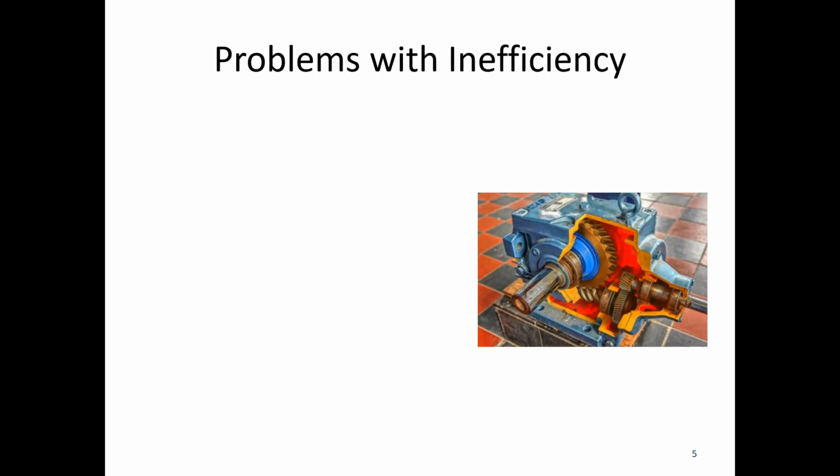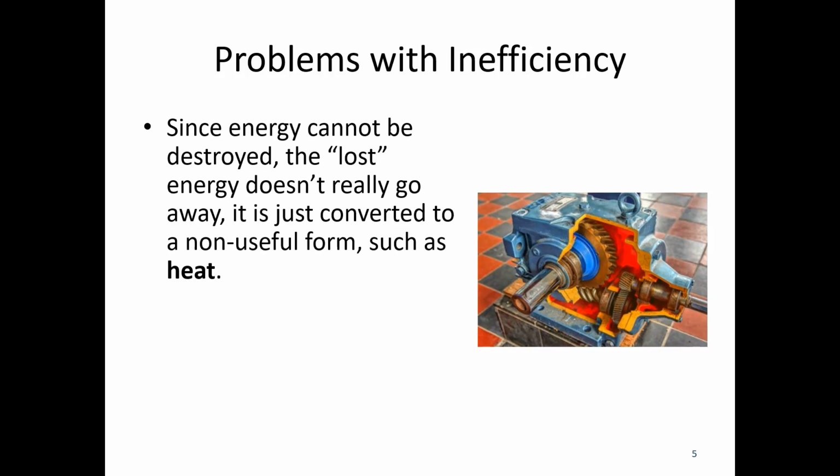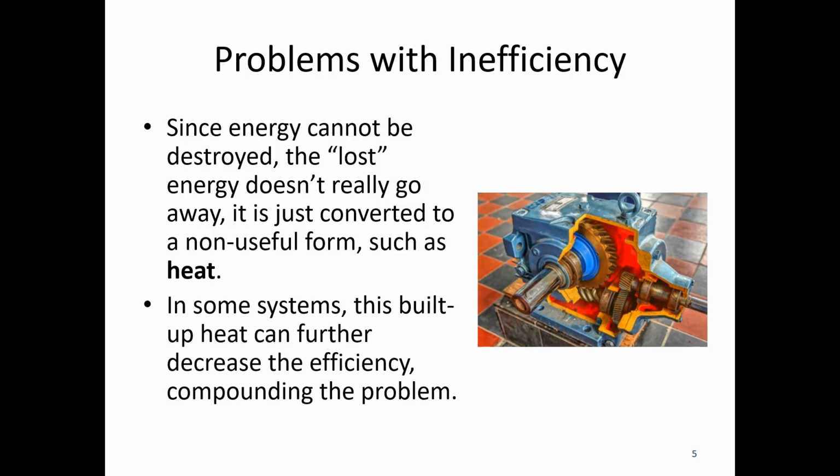All right, so with all of this, this is kind of a way to predict the output based on the efficiency of a system. And we also want to talk about problems with inefficiency. Since energy cannot be destroyed, the lost energy doesn't really go away. It's just converted to a non-useful form, usually something like heat. So if we've got something like a transmission, if 90% of the energy or the power is making it through as useful mechanical output, the other 10% is being turned into heat.